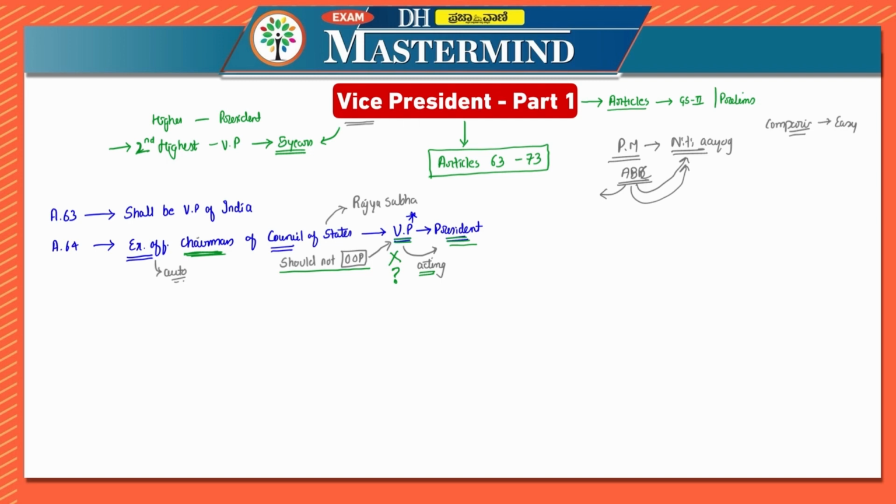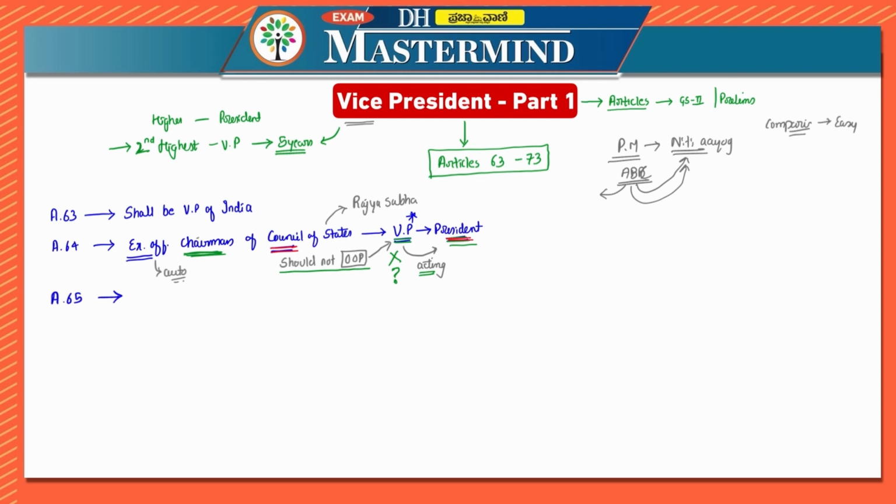So we have discussed that, in simple words, they automatically become chairman of the Council of States, but when they are acting as president, they do not have to undertake anything related to chairmanship. As simple as that. I hope you have understood article 63 and article 64. Let's move on to article 65 now.